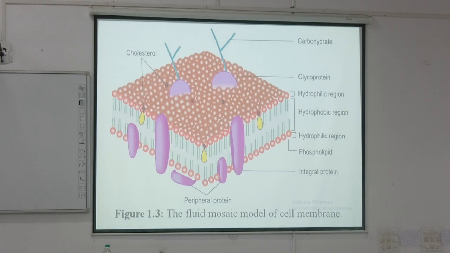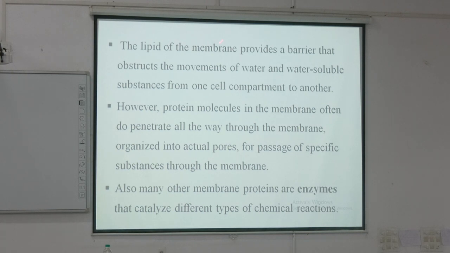Singer and Nicolson described the cell membrane structure, that it contains carbohydrate moieties and different proteins, which are called integral protein or extrinsic protein. We will discuss in detail. The lipid of the membrane provides a barrier that obstructs the movement of water and water-soluble substances from one cell compartment to another. That means it is helpful for the co-transportation and transportation of molecules. Protein molecules in the membrane do not penetrate. This is actually the process of osmosis and diffusion, which occur on the basis of cellular gradients, cellular densities. Okay?